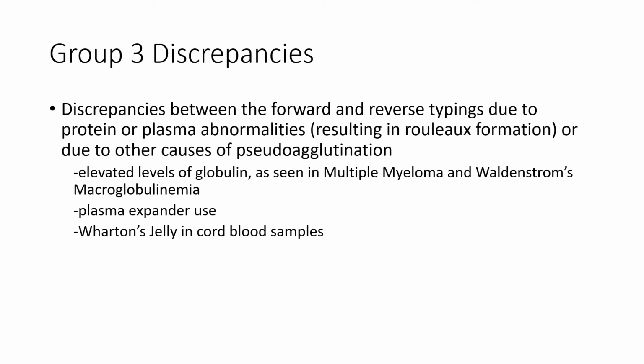Group 3 discrepancies are due to proteins or plasma abnormalities that cause pseudoagglutination called rouleaux. The cells will look like stacked coins under the microscope. The cause of this can be increased levels of globulin, such as what is seen in multiple myeloma or Waldenstrom's macroglobulinemia, if the patient is being given plasma expanders, or if there is Wharton's jelly that has not been adequately washed from cord blood cells.